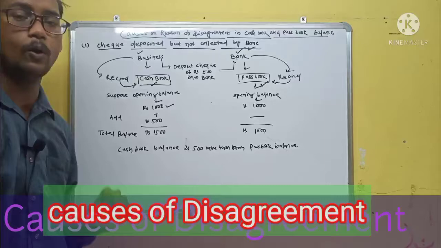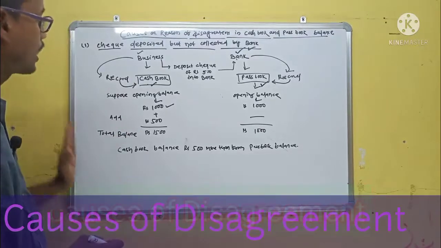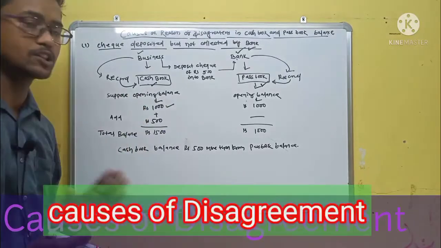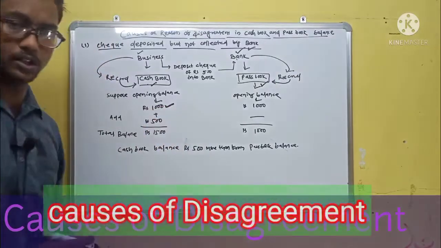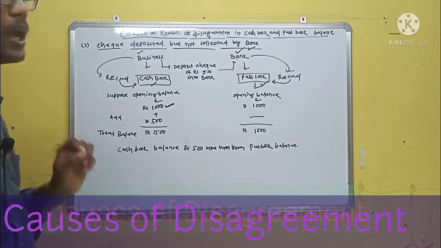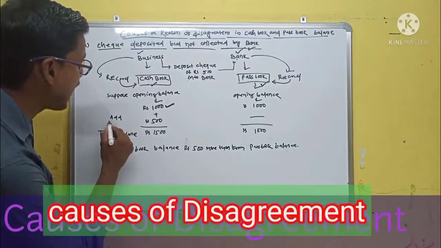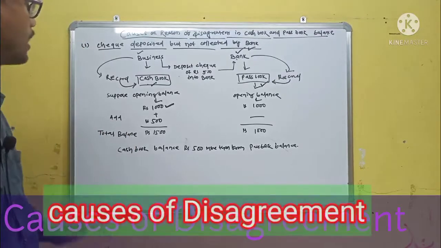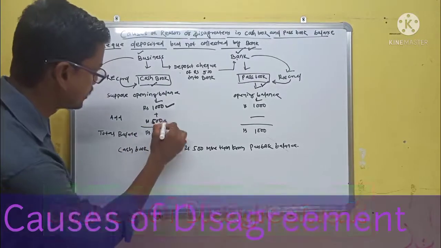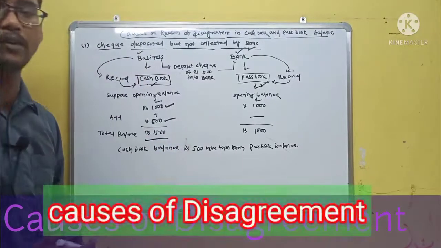When a business deposits a check into the bank, it will record it in the cash book. Suppose the opening balance of the cash book is rupees 1000. When the check is deposited, the amount is recorded in the cash book, so the business adds 500 in the cash book balance. So the total balance of the cash book is rupees 1500.